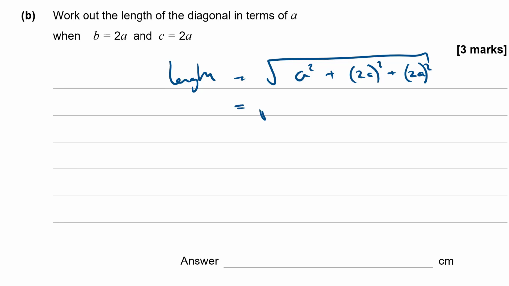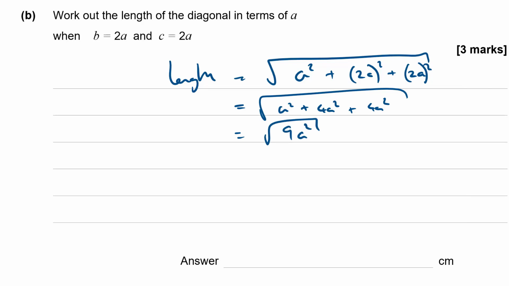So how many A squareds have we got then? I've got A squared plus 4A squared plus 4A squared, which gives me 9A squared, and the square root of 9A squared, well, the square root of 9 is 3, and the square root of A squared is A. So it gives me 3A. Now obviously when you square root you often get two results, positive and negative, but in this case there is only one solution that's valid, isn't it? It's 3A.